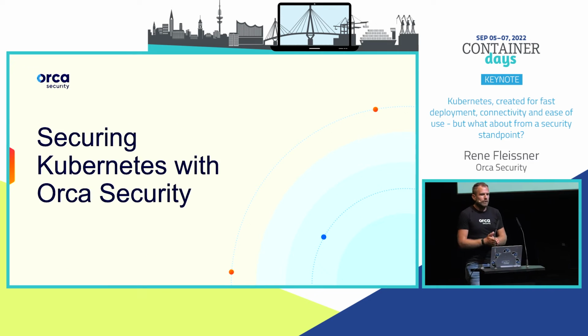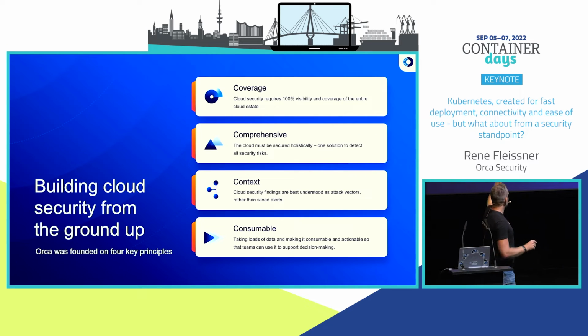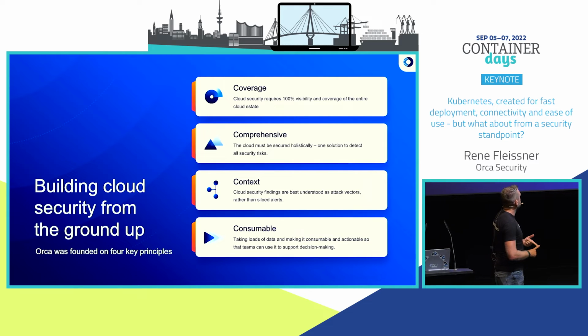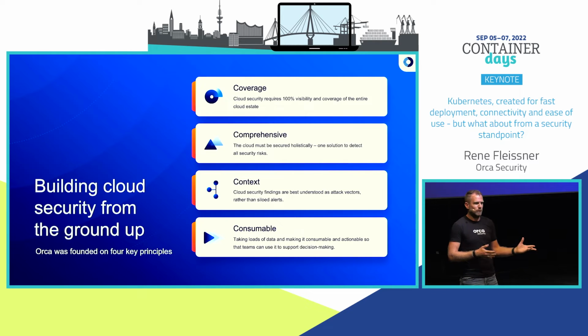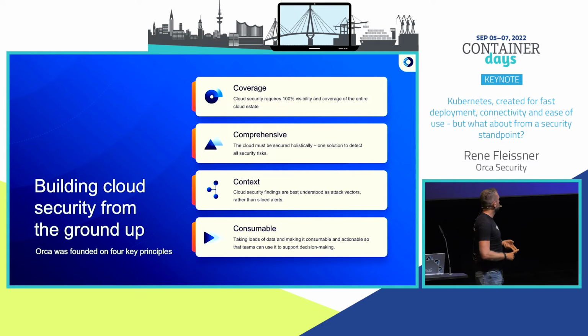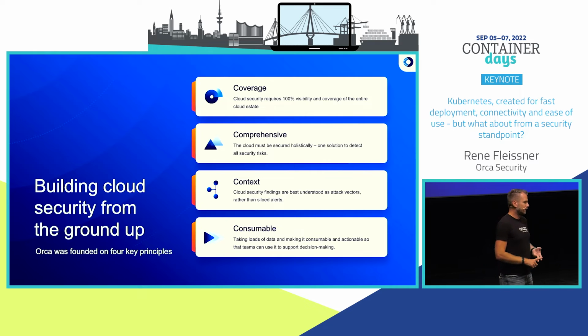That's why we are securing Kubernetes with Orca Security. Orca Security has 4 principal Cs. Coverage. Cloud security requires 100% visibility and coverage of the entire cloud estate. It's really important that you see exactly everything, and not a part or 90%, because what about the other 10%? You have to see really all. Comprehensive. The cloud must be secured holistically, with one solution to detect all security risks. As I mentioned, also on the underlying layer, on the VM, on the EC2 instances under an EKS cluster.